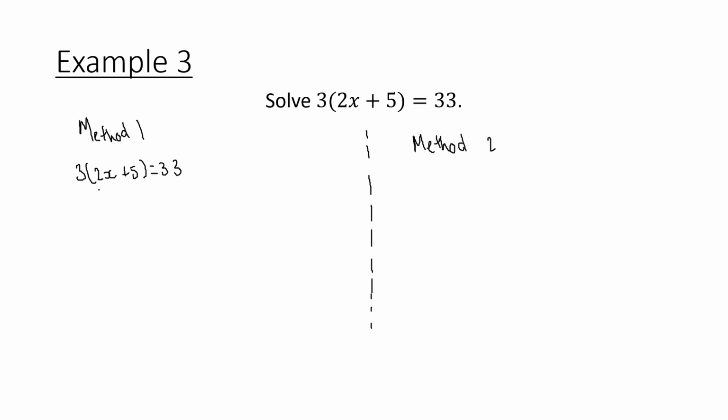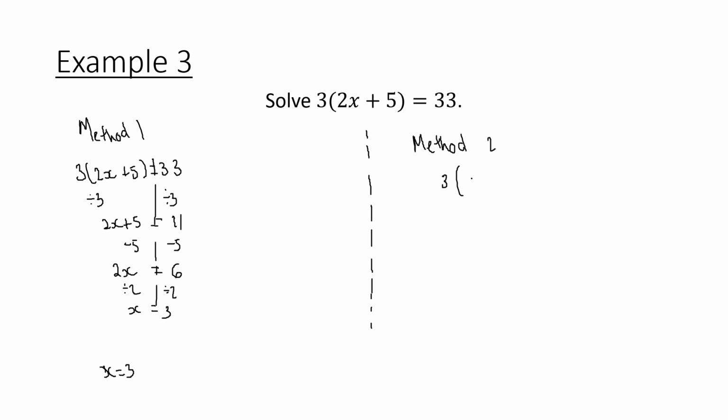So first thing, it's 3 times a bracket, so we're going to divide both sides by 3. So we're left with 2x plus 5 is equal to 33 divided by 3 is 11. And then at the moment we've got 2x plus 5, so we're going to get rid of the plus 5 by subtracting it, doing our opposite, so subtract 5 on both sides. So we're left with 2x is equal to 11 take away 5 is 6, and then 2 times x, so opposite of times is divide, so we're going to divide both sides by 2, leaving x is equal to 3. So our x is equal to 3.